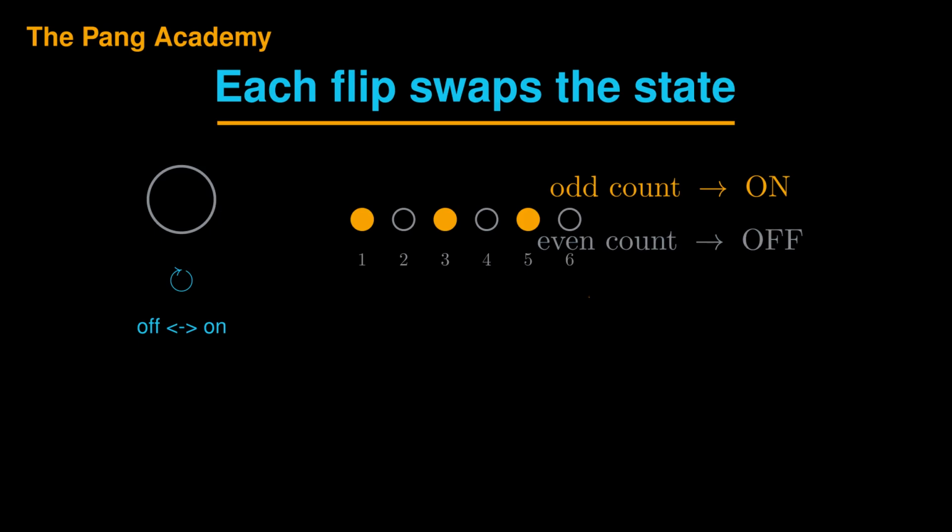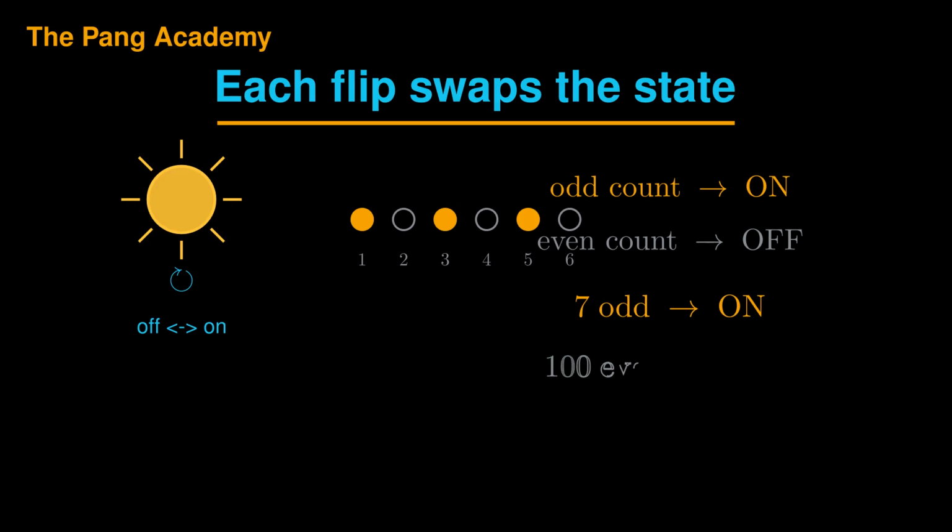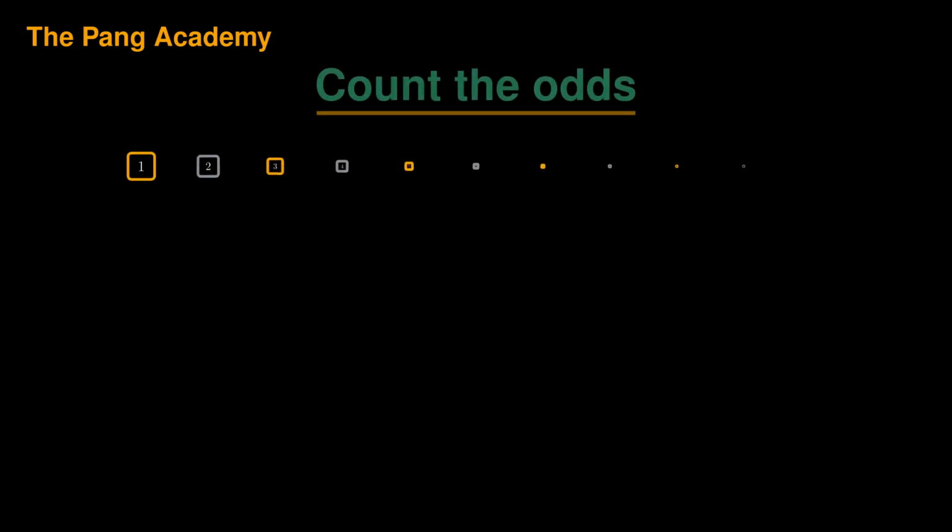100 is even, so it's off. You didn't trace a single click. You just read whether the count was odd or even. That's what we'll call its parity. Now something that looks harder.